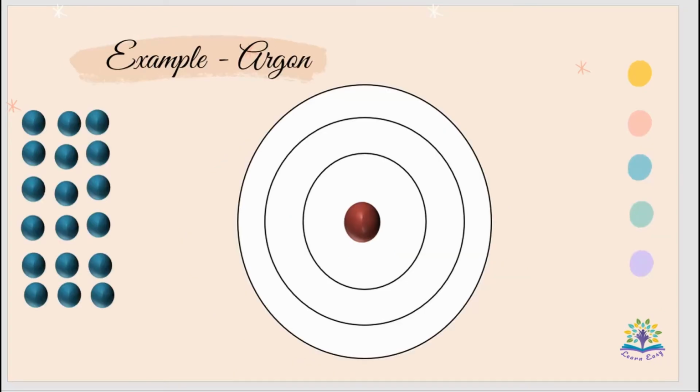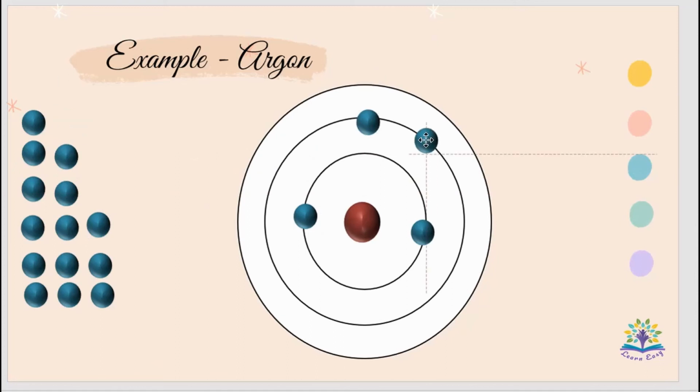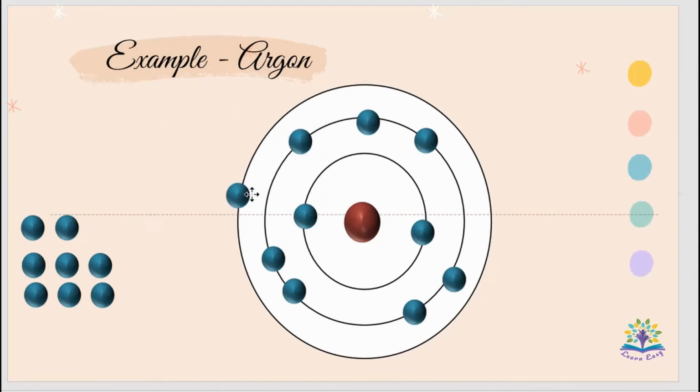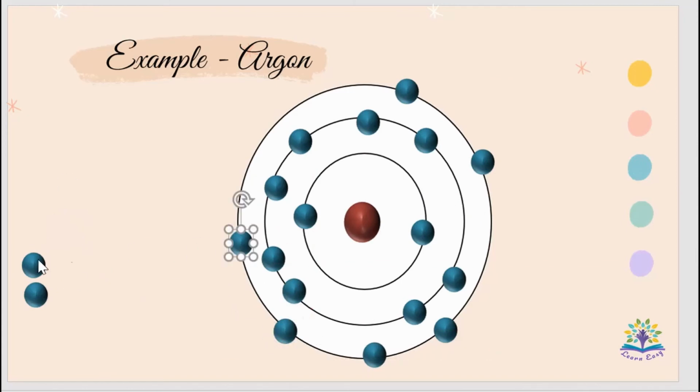Now let's understand how to distribute the electrons in an atom with the help of argon. Argon has 18 electrons. I am using these blue spheres to represent an electron. The first 2 electrons go to the K shell. Now I have to place 8 electrons in the L shell. Now I have 8 more electrons. These go to the M shell. Since M shell is the outermost shell and has 8 electrons, argon is stable.